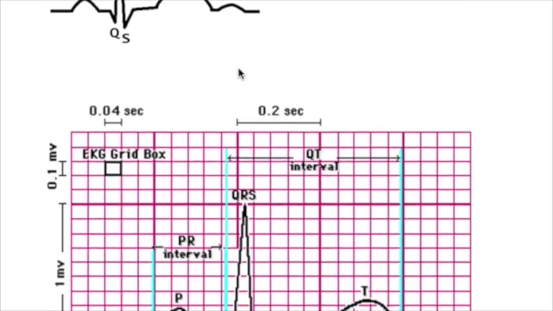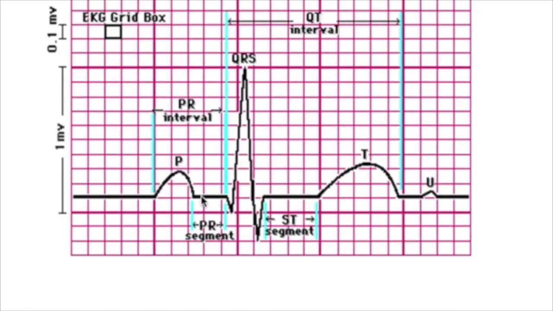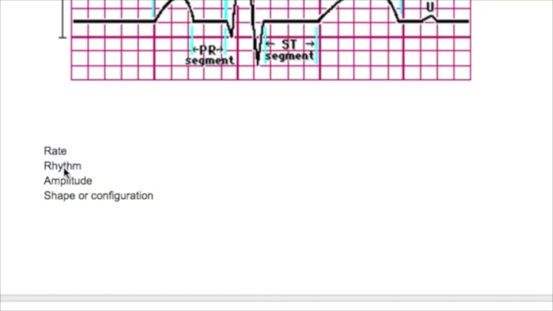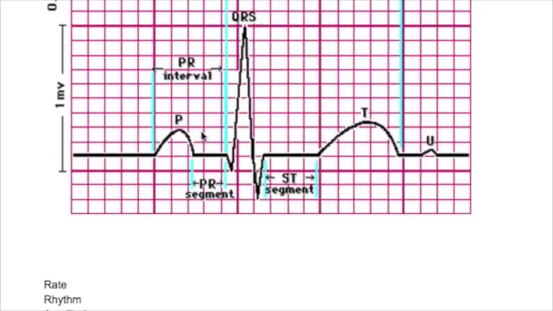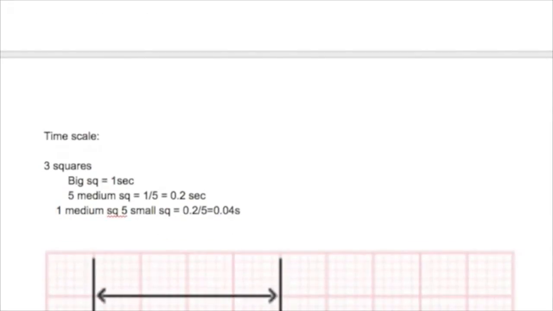When the SA node fires, we get the PQRST, the ECG tracing. What do you see in an ECG tracing? Rate, rhythm, amplitude, or the height and the shape of the tracing. PQRST. How do you calculate the rate? Two methods for calculating the regular rate and irregular rate.